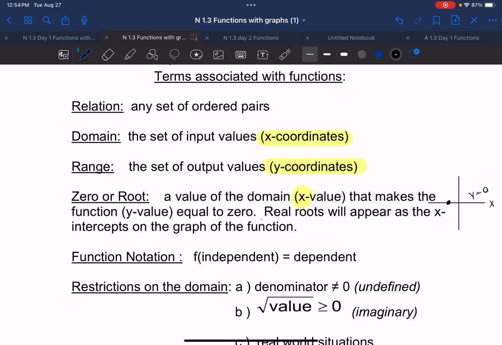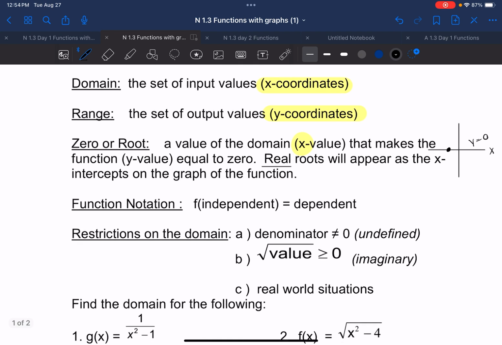Now it says that these are what we consider real roots, because if you recall in Algebra 2, you talked about imaginary numbers as well, okay? So you can also have what are called imaginary roots. These would not be on our x-axis, but if they are on the x-axis, we know these are considered to be zeros or roots.